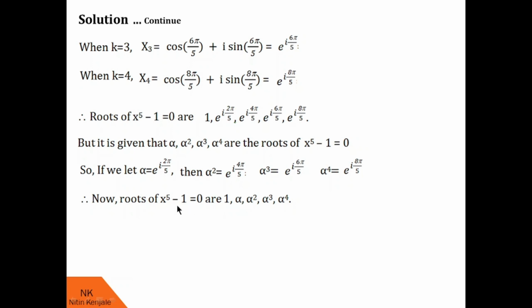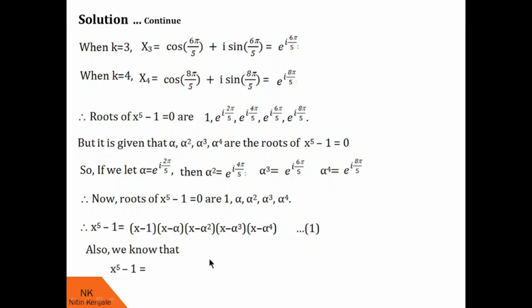Since these are the roots of the equation x raised to 5 minus 1 is equal to 0, we can factorize x raised to 5 minus 1 as this: (x minus 1)(x minus alpha)(x minus alpha square)(x minus alpha cube)(x minus alpha raised to 4). We label this as equation number 1. We do have another factorization for x raised to 5 minus 1, which is x raised to 5 minus 1 is equal to (x minus 1)(x raised to 4 plus x cube plus x square plus x plus 1). We label it as equation number 2.